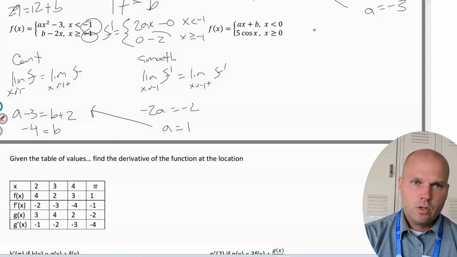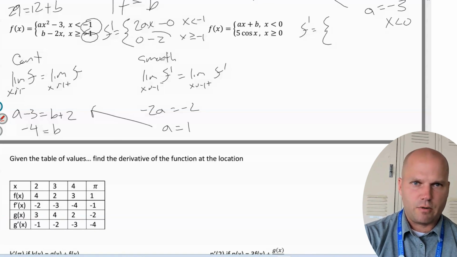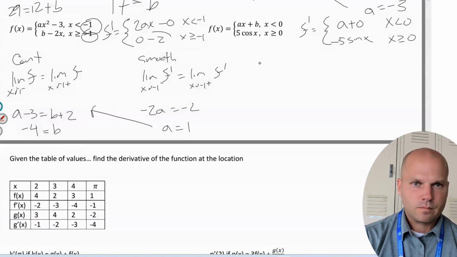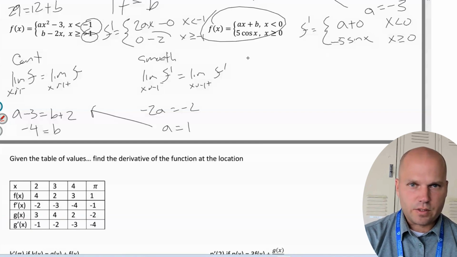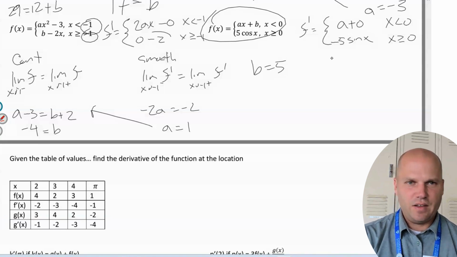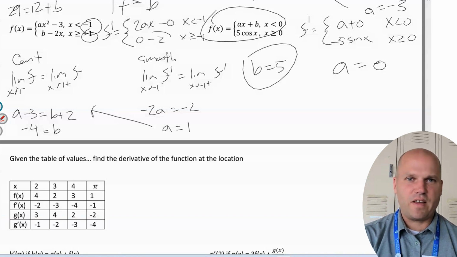Okay. What is the slope of this piecewise equation? Well, for x less than 0, my slope would be a plus 0 because the slope of b is 0. And for x bigger than or equal to 0, the slope is negative 5 sine x. Okay. Let's make sure we're continuous. Plugging in 0 into both of these, we get b equals 5. Making sure the slopes are the same, a equals 0. B is 5, a is 0.